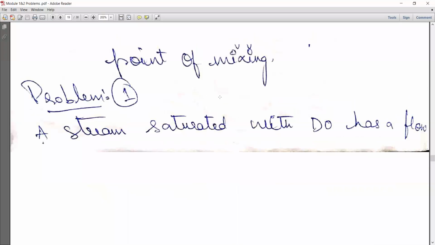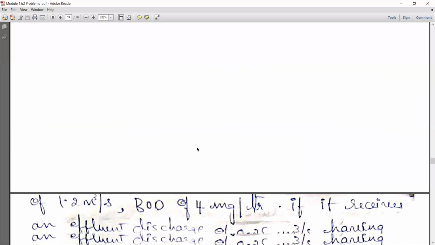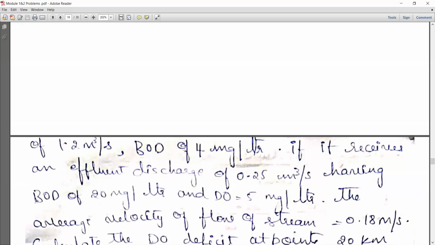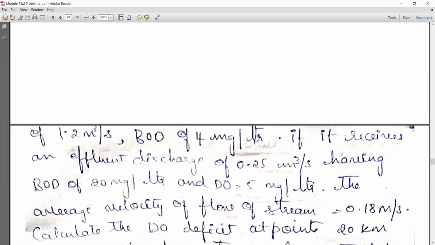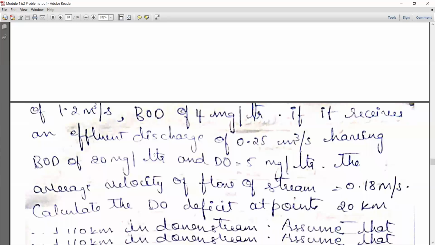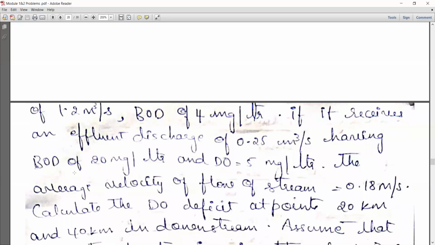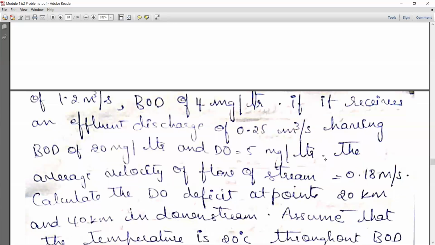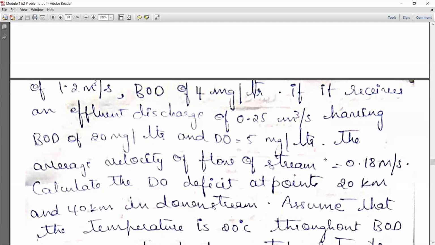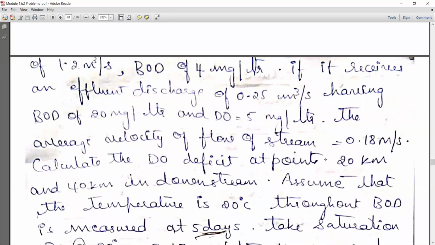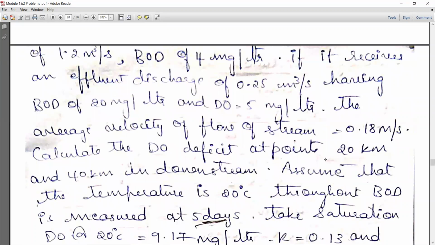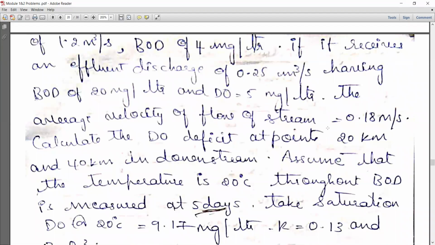So I'll just tell the problem once again. A stream saturated with DO has a flow of 1.2 meter cube per second and a BOD of 4 mg per liter. It receives an effluent discharge of 0.25 meter cube per second, having a BOD of 20 mg per liter and DO of 5 mg per liter. The average velocity of flow of the stream is 0.18 meter per second. Calculate the DO deficit at 20 kilometers and 40 kilometers in the downstream.